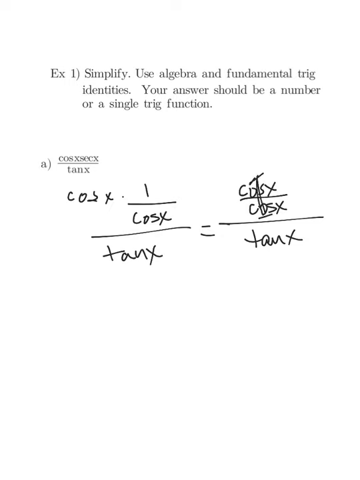Anytime you take reciprocals times each other, your answer will be 1. So you could have skipped both of these steps just by knowing that cosine and secant are reciprocals. So we now have 1 over the tangent of x. Well, this is another way of saying the reciprocal of tangent, and we know that the reciprocal of tangent is cotangent of x. And so that is our simplified form of this problem.